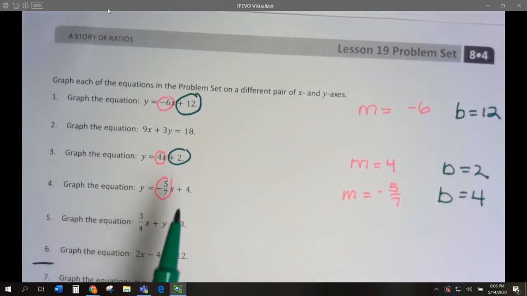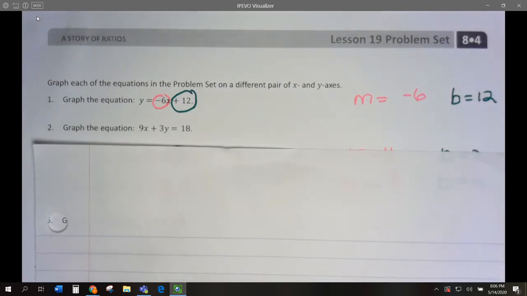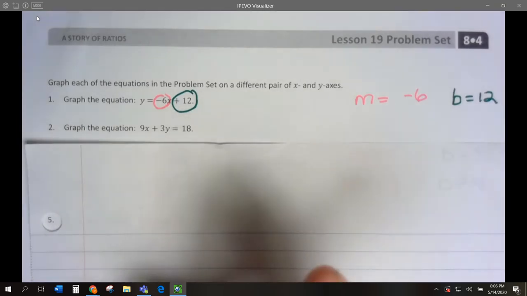But let's look at 2, 5, and 6. They're not in slope-intercept form. So there's 2 ways we could do them. The first way is we could convert them to slope-intercept form. We did that yesterday in the last few problems that we did. We could also find the x and y intercepts. So how do we find the x and y intercepts? Remember, to find the x-intercept, you make y 0.